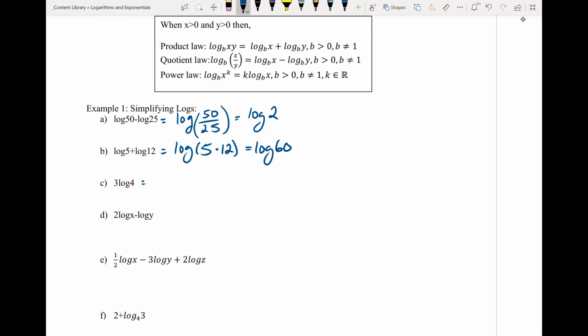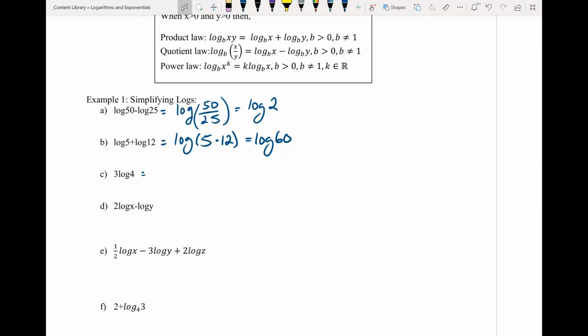For our next one, we're going to use our power law. Our k value is 3 in this case. That's in front of our log 4. So I can make that 3 and put it back with the 4, so it becomes a power. Be log 4 to the power of 3, and then we can simplify 4 to the power of 3, which is 64. So 3 log 4 is the same thing as saying log 64.